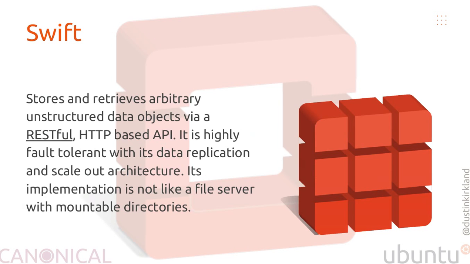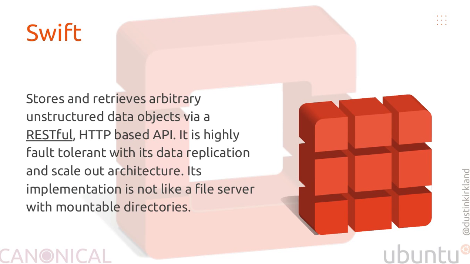Swift, I mentioned before, was really with Nova, one of the first projects in OpenStack. Swift is object storage. So again, back to Amazon land, Swift is like S3. It's your blob storage, your object storage. You'll see a theme here.